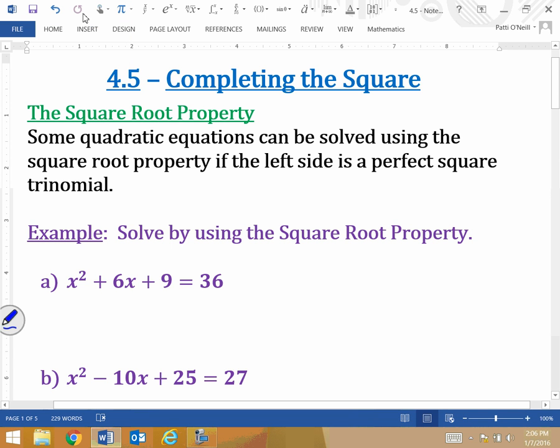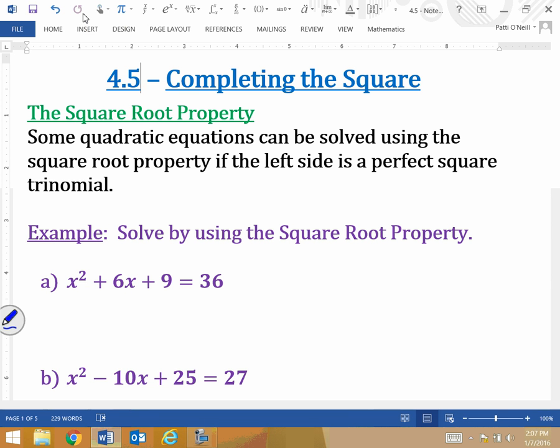Hi everyone, this is the section 4.5 video called Completing the Square, and this is going to be the third approach that we're going to take to solving quadratics. We've already looked at how to solve them through graphing, either longhand or on our calculator, and then we've also looked at solving them through a factoring approach.